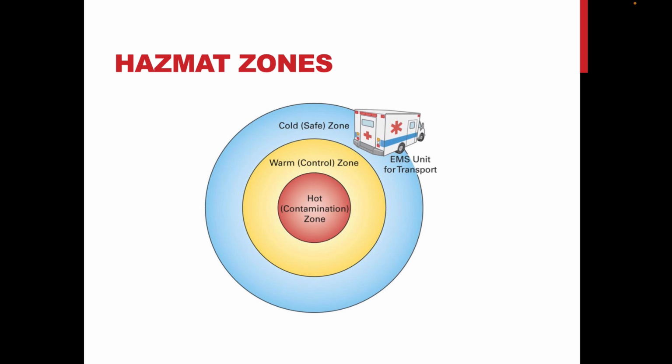Now we're going to talk about hazmat zones. So the hot zone is considered where all the contamination is. To be in this area, you typically require special protective equipment. In the warmer control zone is where people are still wearing PPE. However, this is where decontamination is occurring. The cold or safe zone is where EMS units will be stationed for transporting any potential victims. The risk to the public is supposed to be minimal at this point once you've reached that zone, as all the contamination should be contained deeper within.